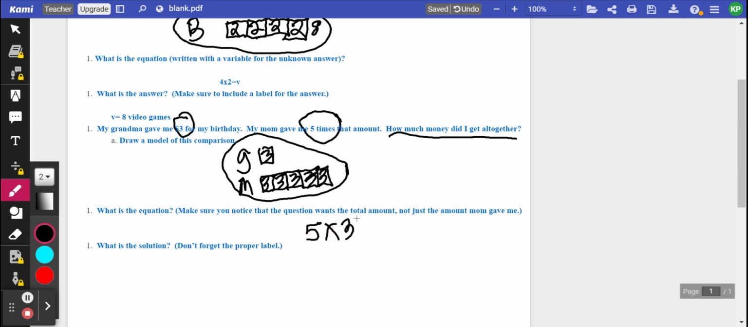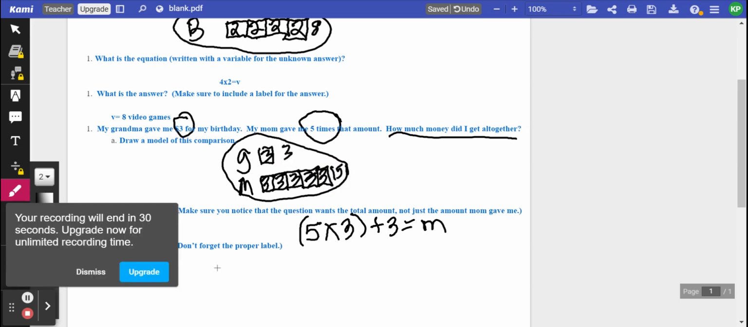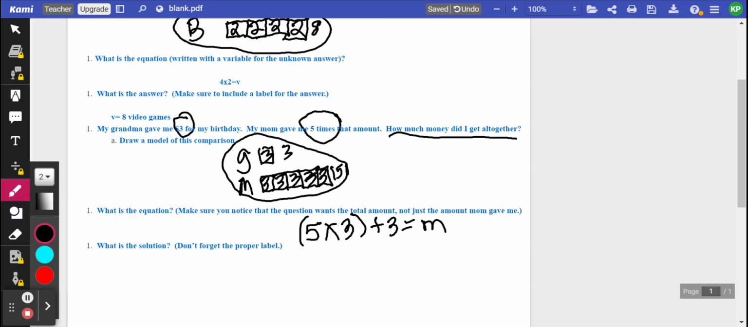That was how much mom gave me, right? So I'm going to put that in parentheses to show that's one quantity together. Plus, I had grandma's amount, which equals 3. So that's going to equal, I'm going to put an M for money. Okay, so then whenever I go to figure that out, I've got 5 times 3 that mom gave me, which is 3, 6, 9, 12, 15. I'm going to put it right at the end there. And grandma's total was 3. So if I had 15 and 3, I get a total of 18. And my label is dollars, because that's what I'm talking about here, is how much money. All right, I hope you did well.